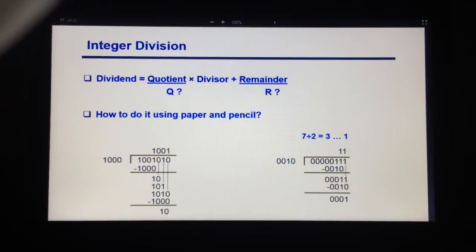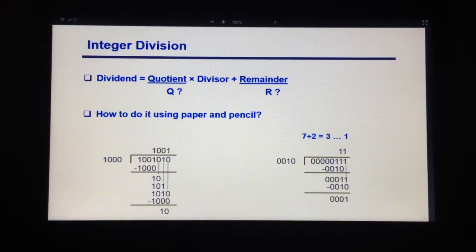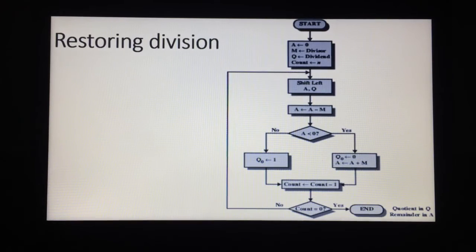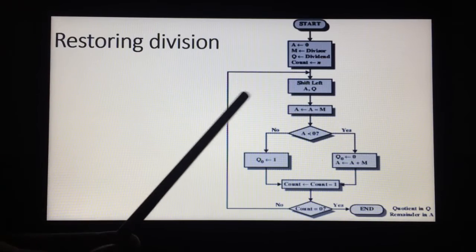Okay. Next we are going to discuss the two different types of division. The same division process can be done in two different types: one is restoring division and the other is non-restoring. The name itself represents that we are going to perform restoring, that is, again and again the same value is stored. Restoring means we are storing the value again in the accumulator register.